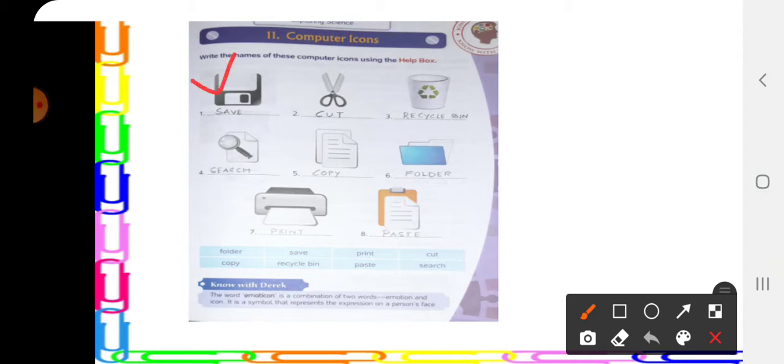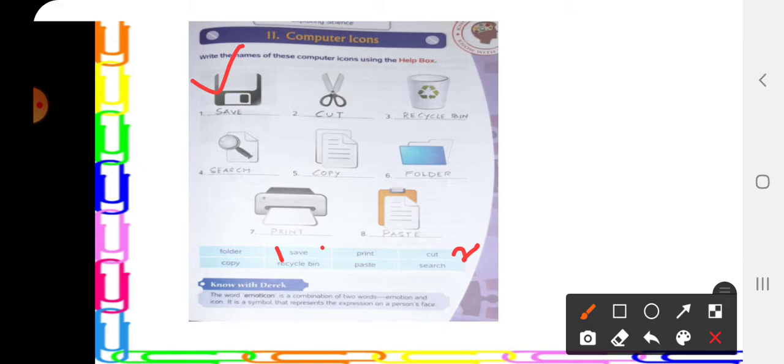So first one, children, is a picture you can see like a cassette. So that is shown in the computer and that stands for save, S-A-V-E, save. So this is number 1. Okay, save is number 1. And number 2 you can see this is a picture of a scissor and scissor is used for cutting. So in computer we use this picture to cut. So this is your number 2.